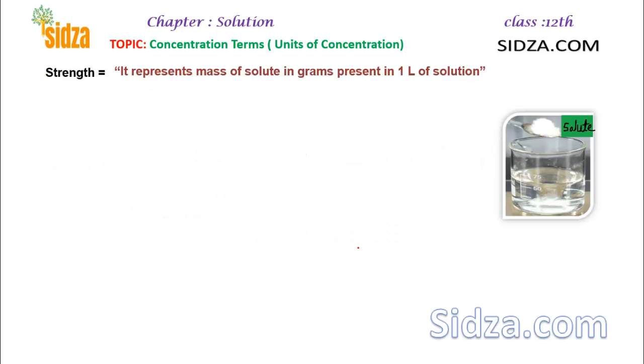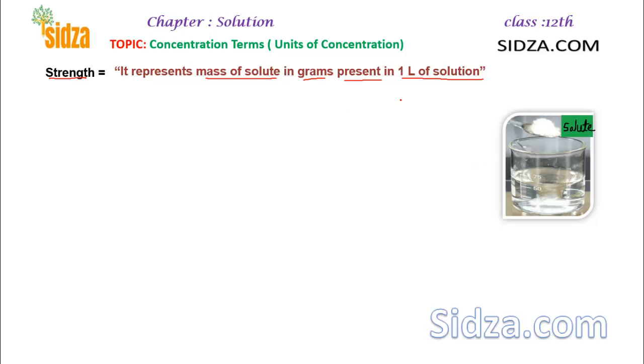Okay. Now what about the strength? What is strength? It represents the mass of solute in grams, right? So weight of solute in grams present in 1 liter of solution. That means strength basically represents the number of grams of solute present in 1 liter of solution. Okay, in 1 liter of solution, how many grams of solute are there? That is what we call strength.